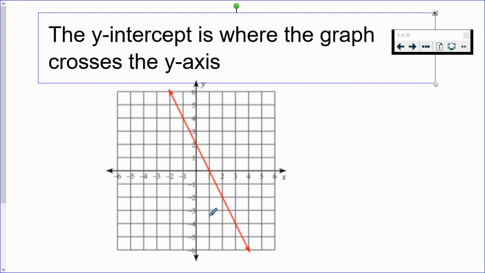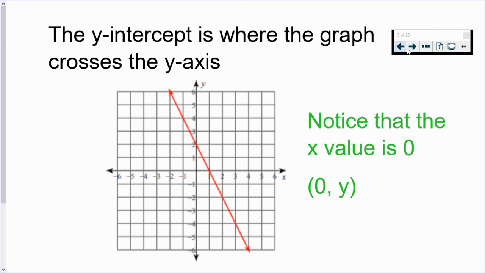The y-intercept is where the graph crosses the y-axis. Our y-axis is the vertical axis. This graph crosses our y-axis at this point, which is 0, 2. Notice that the x value will be 0 on our y-intercept. Wherever the graph crosses the y-axis, that point will have an x value of 0.